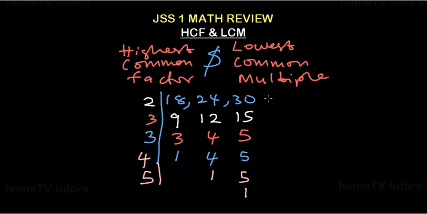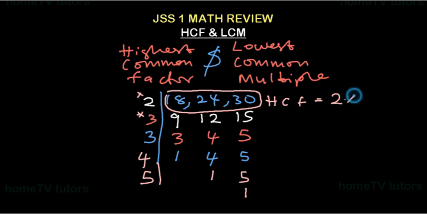So the HCF of these given numbers 18, 24, and 30 is the product of the factors that divide through the three numbers without a remainder. So 2 and 3, as you can see from this division. The product of these two numbers, which is 6, is the HCF of the given numbers.